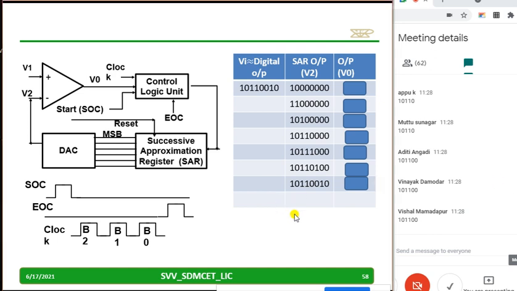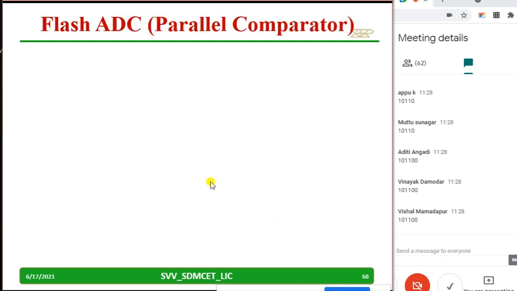Let me show my answer to you people. You can compare, is it the same or not? 101100. Anyway, 101100 is correct. And now let me go to the next.